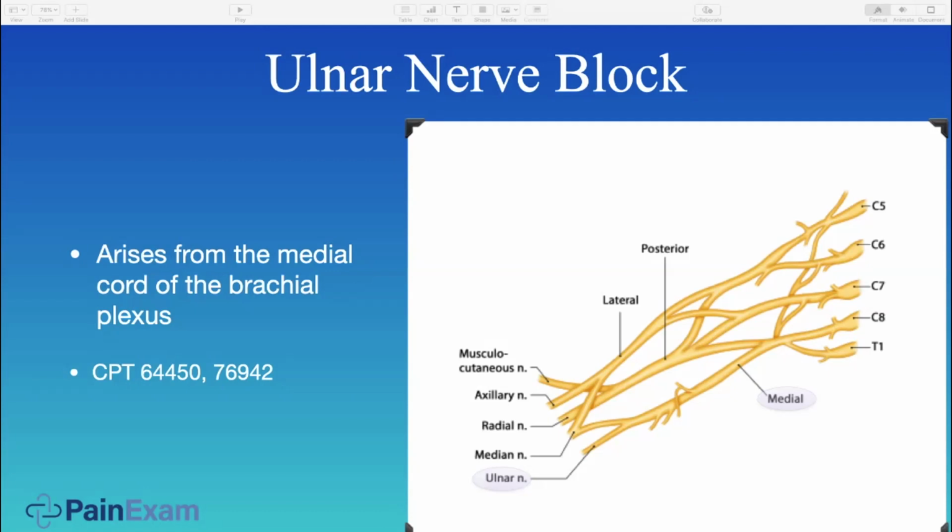So the medial cord gives rise to the ulnar nerve once again, typically C8, T1, maybe a little bit of C7, but mainly C8 and T1. This is the reason why the interscalene brachial plexus block will not cover the ulnar nerve.